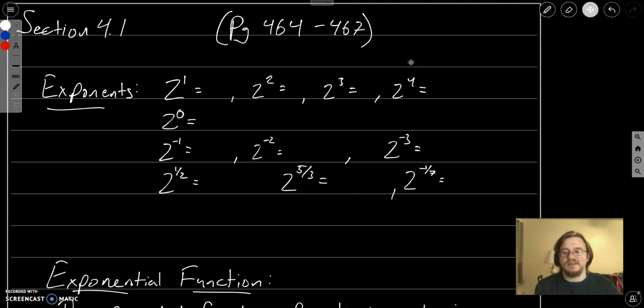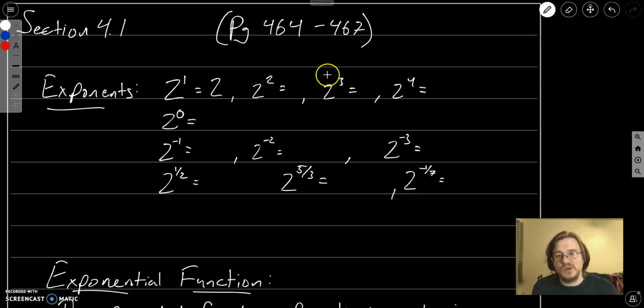Hello and welcome back. In this video we'll be starting section 4.1 on exponential functions. So just as a quick review of exponents, things we've been working with all semester, let's evaluate a few exponents here. So if we have 2 to the first power, anything to the first power is just itself.